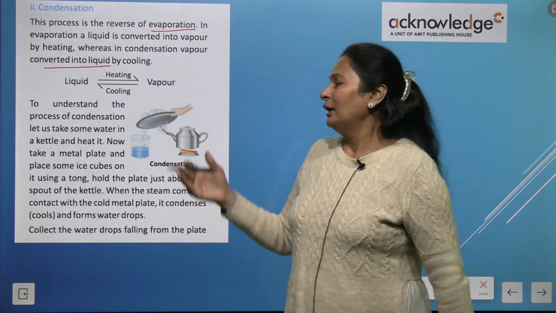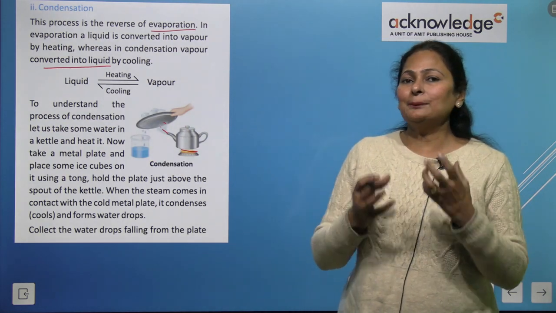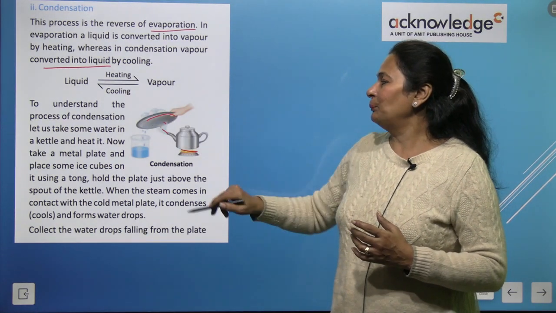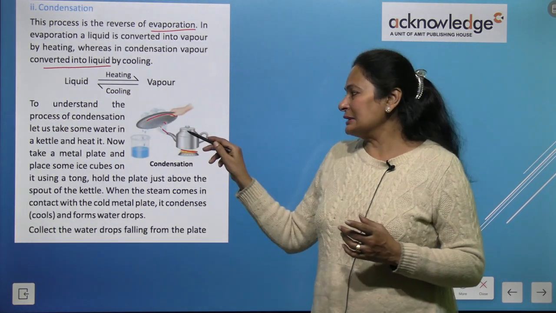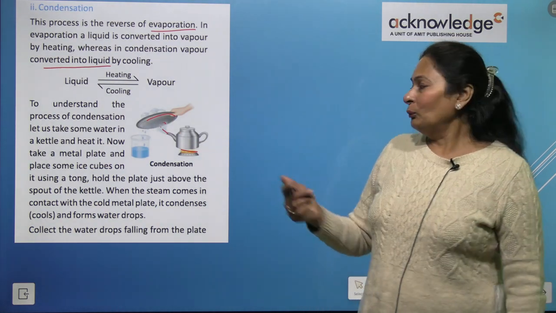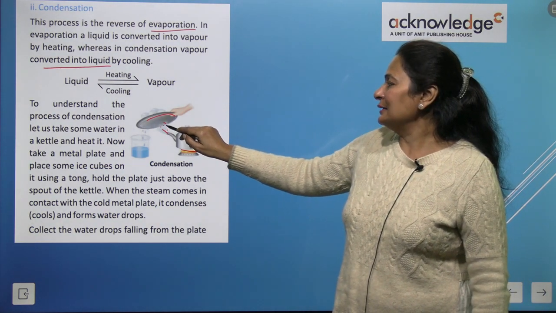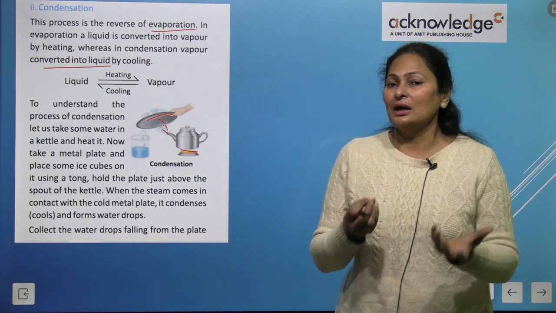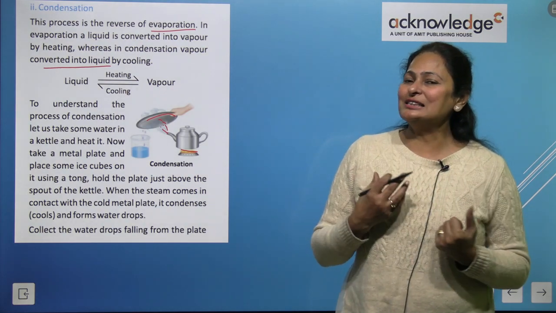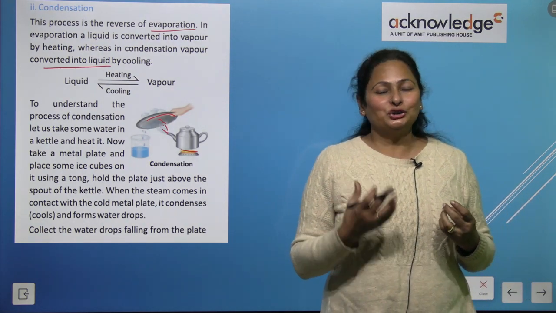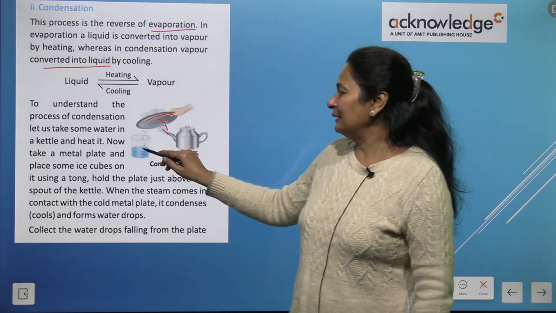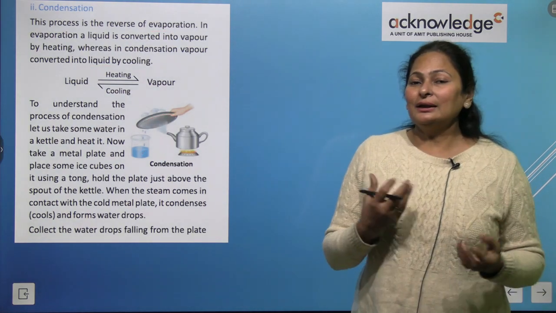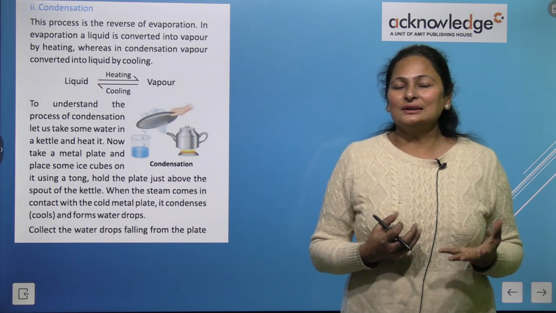Now what we need to do is take any metal plate, keep some ice cubes on it, and hold this plate near the spout of the kettle. What will happen? As soon as the vapor reaches the metal plate, it cools down. The vapors cool down and change back into water droplets, and you can collect them in this beaker or any container, right?